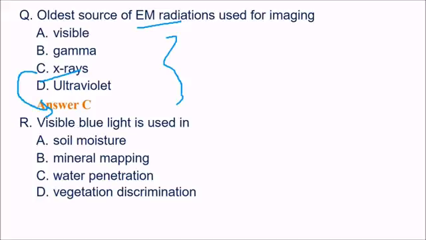Visible blue light is used in which field, or which aspect? Visible blue light. The answer is C, water penetration. Visible blue light is used in water penetration.